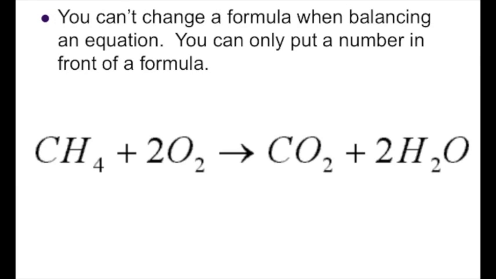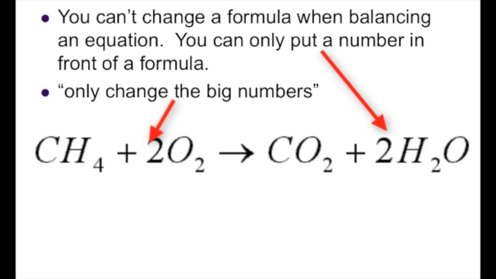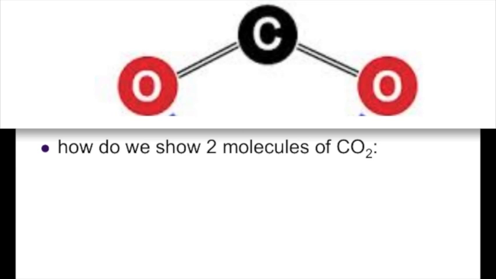You can't change a formula when you're balancing an equation, but you can put a number in front of that formula. What I say when I teach this is you just change the big numbers, not the small numbers. Carbon dioxide, CO2, that means that we've got carbon joined to two oxygen atoms. The little 2 says that we've got two oxygens joined to the carbon, and this can't be changed.